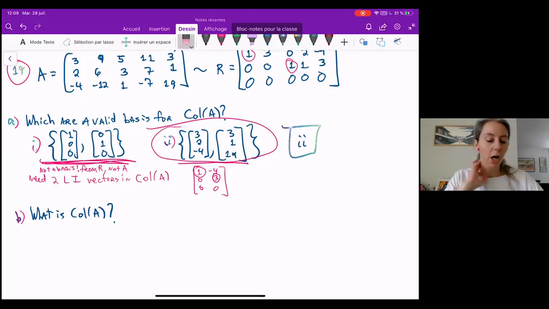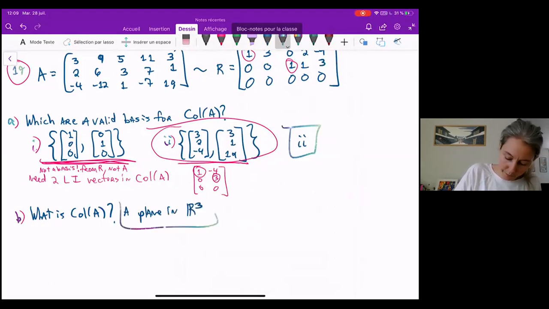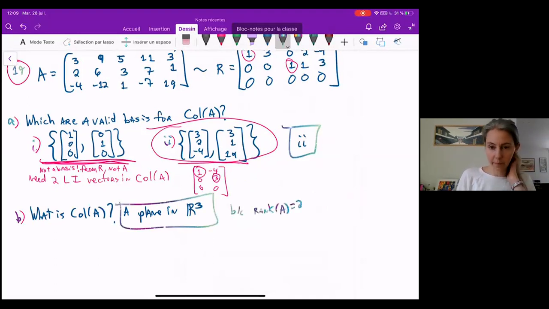Well, we just said that there are two pivots, there are two vectors, so what does two vectors span? You got to take a plane. A plane in what space? How many components are in the column vectors? 3. So the answer here is a plane in R3, because rank is 2. Exactly. We're looking at the number of rows to find where the column space is.